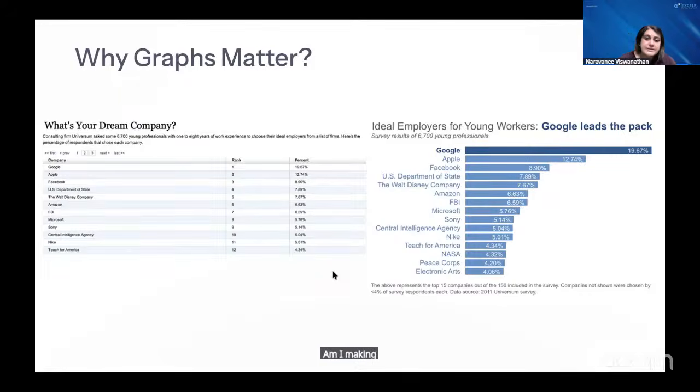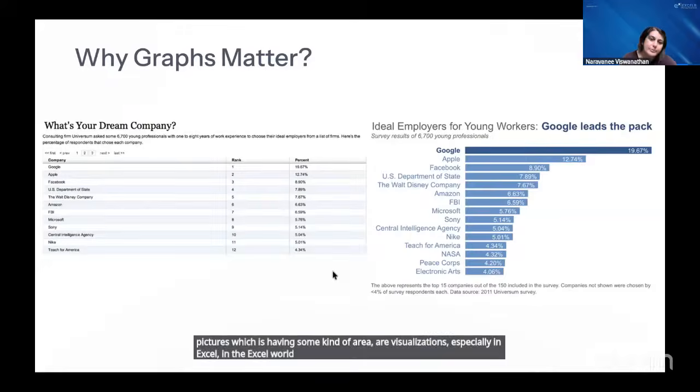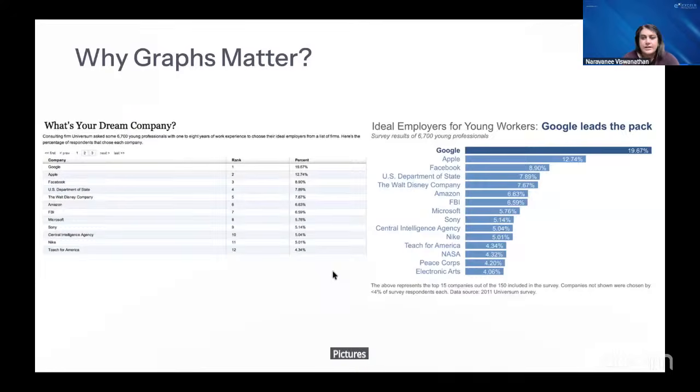Am I making sense, everyone? That is how visualizations are different from pictures and from graphs. To a certain level, pictures which have some kind of area filling are visualizations, especially in the Excel world or the PowerPoint world. Pictures are pictures, and then you have these.